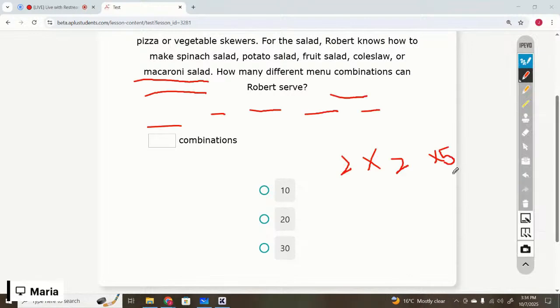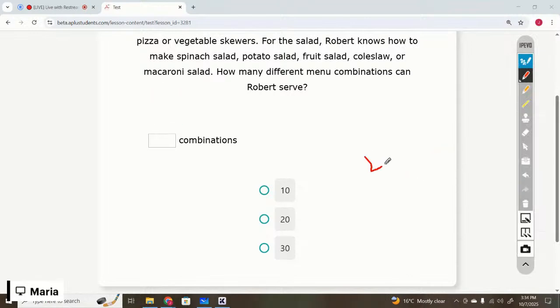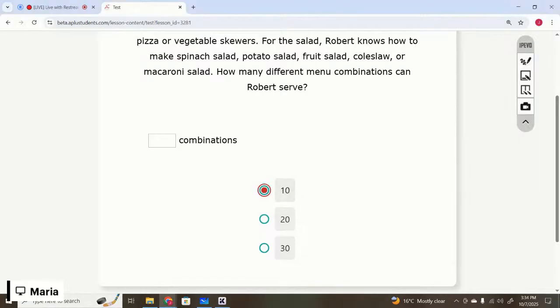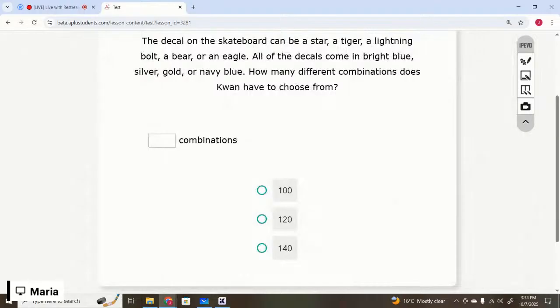So he can make a total of 2 times 5. So 5 times 2 is, yes, 10 it is. Option number 1 is the correct option. That is 10.